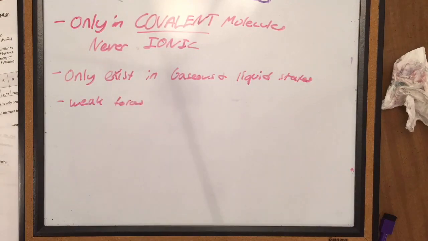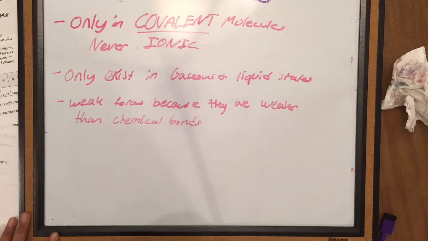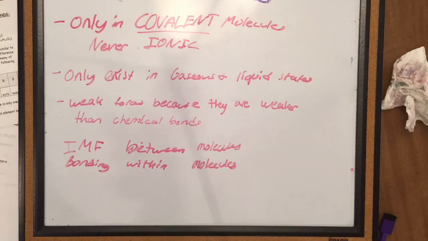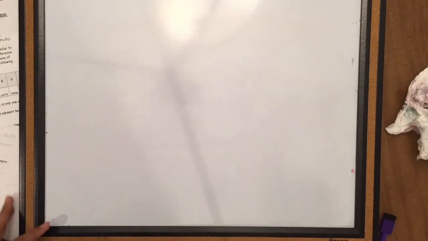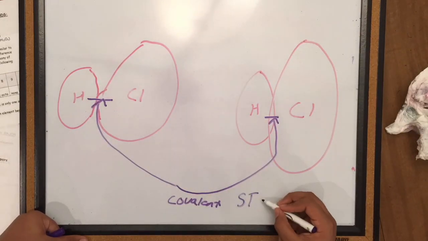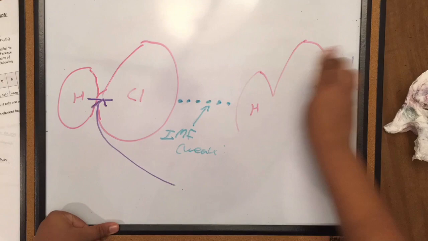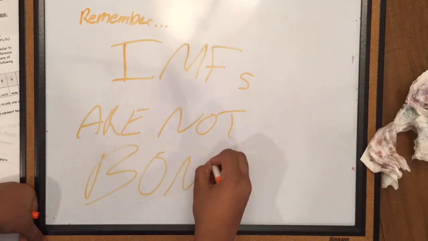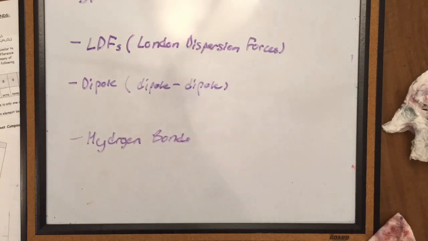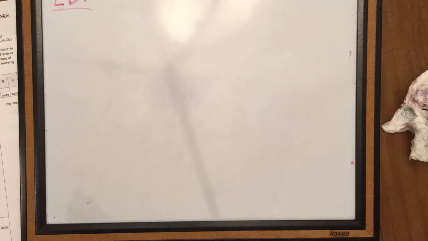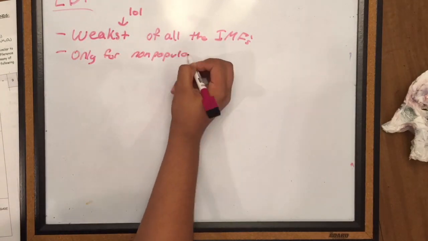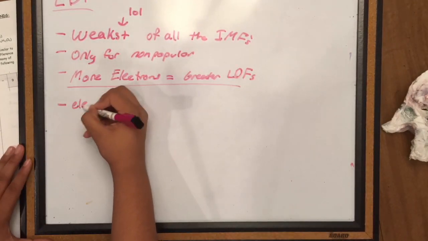IMFs, or intermolecular forces, only occur in covalent molecules. They only exist in gaseous and liquid states. London dispersion forces are the weakest of all IMFs. More electrons equals greater LDFs.